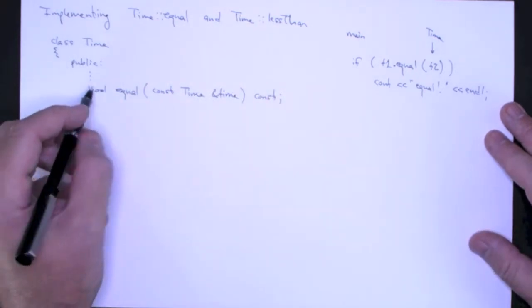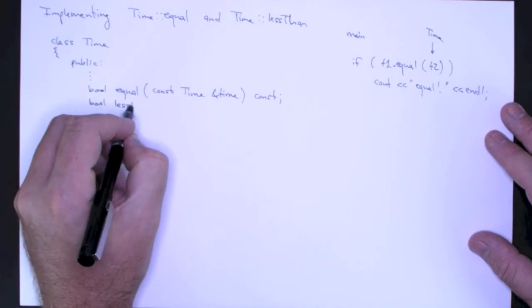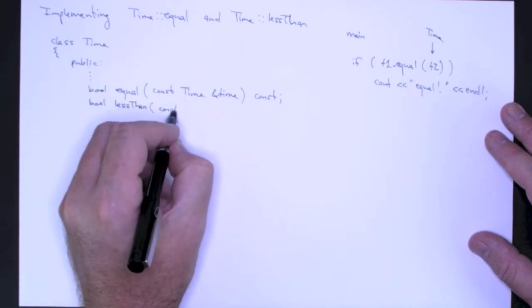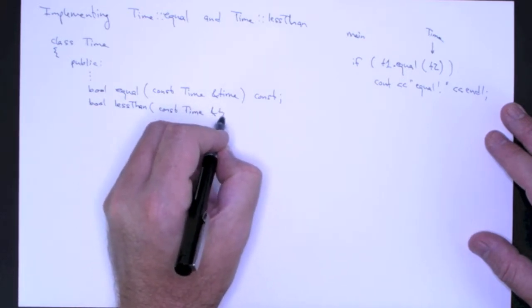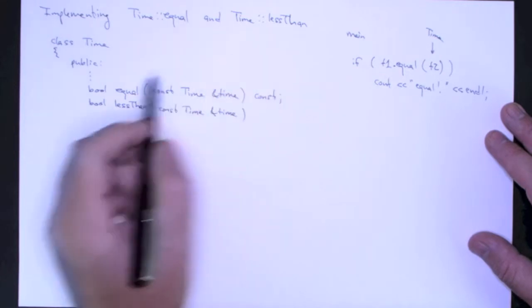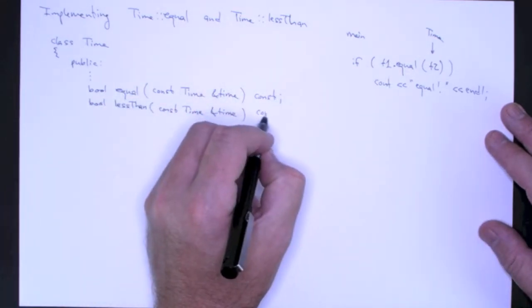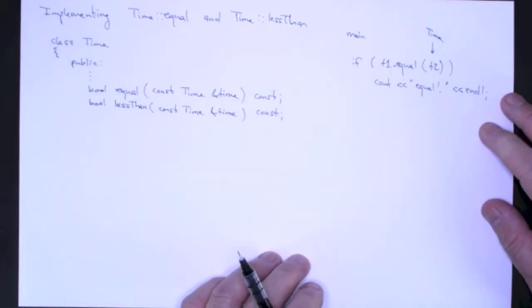Less than is going to be exactly the same. It will evaluate to a Boolean. I'll call it less than. I want to pass in a constant reference to a time object. And less than will not change anything about T1, so I'm going to declare it constant.